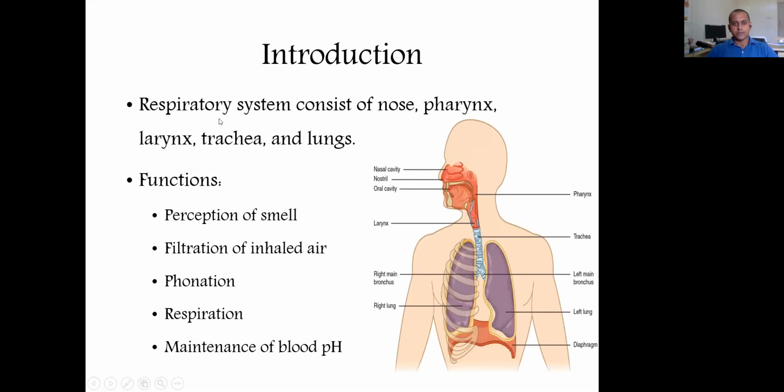So to begin with, the respiratory system consists of the nose, pharynx, larynx, trachea, and the lungs. What are the functions of the respiratory system? Right from its upper end, its first function is the perception of smell through the olfactory nerves, which are present in the roof of the nasal cavity.